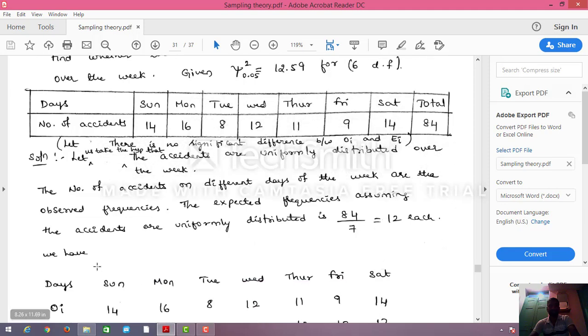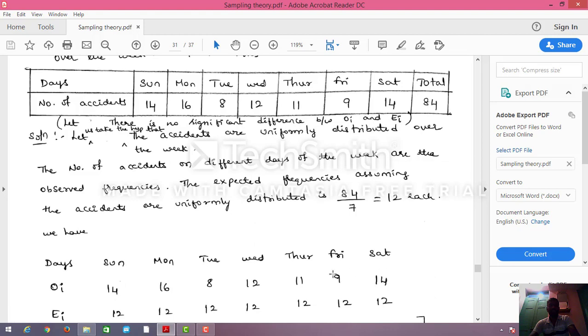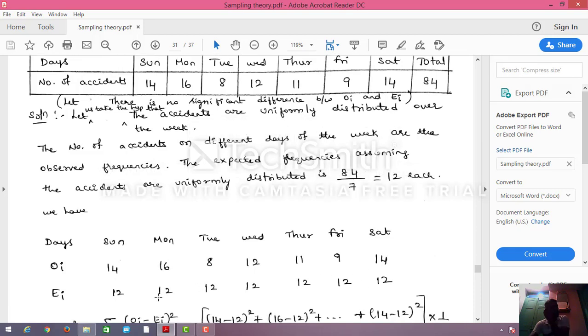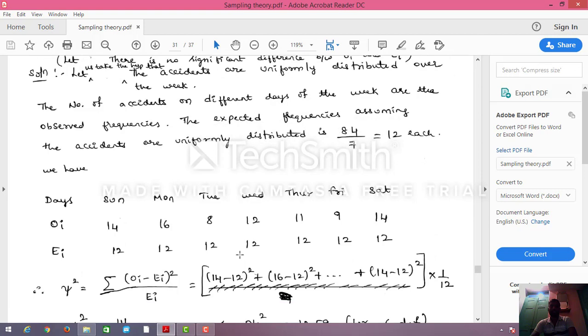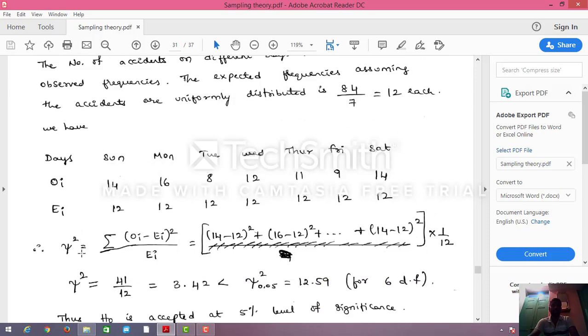Now we have the days Sunday to Saturday. The observed frequencies are 14, 16, 8, 12, 11, 9, 14. The expected frequencies are 84 by 7, which is 12 for every day. Now the formula, which you know: chi-square equals the sum of (Oi minus Ei) whole square divided by Ei. Here Ei is 12 everywhere, so at the end we divide by 12.